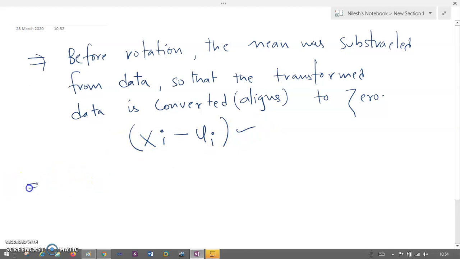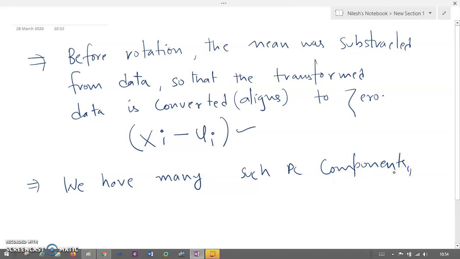So the next point is, after this transformation, what I can do is, as I told you, in the higher dimensions you can get many principal components, many such PC components, but we can keep only a few of them.